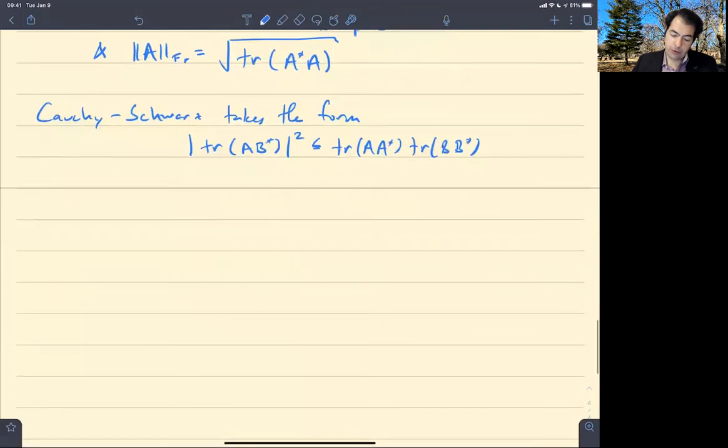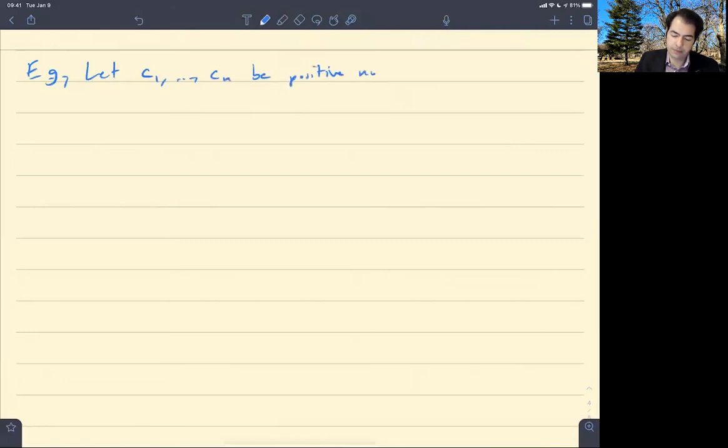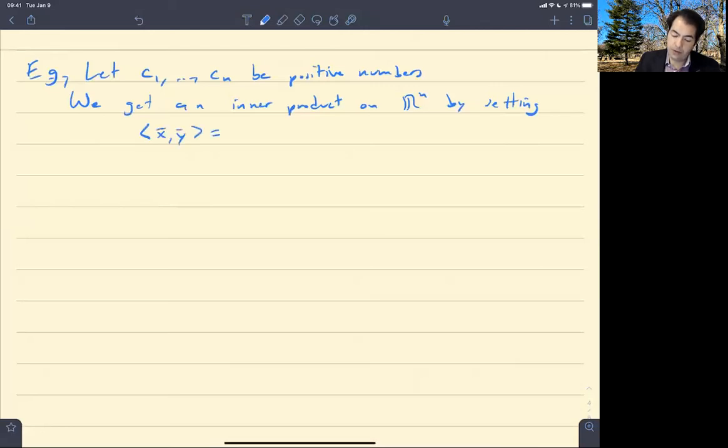Here's another example to show that this one proof gives us a lot of very different looking particular cases, even on Rn, say. Let's pick some numbers. Let C1 through Cn be positive numbers. We get an inner product on Rn by setting the inner product of x and y, these are vectors x and y, to be the sum j goes from 1 to n, cj times xj, yj. Right? So if all of the cj's were equal to 1, we would get the standard dot product. But they don't have to be equal to 1. They can be any positive numbers, and I will still get an inner product.